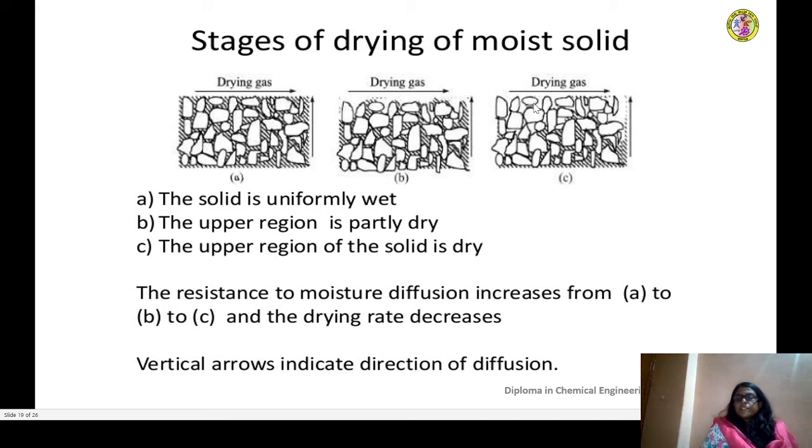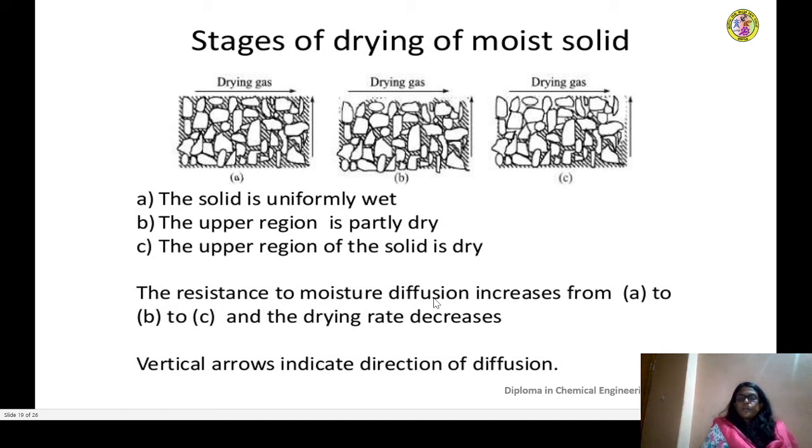In the third figure you can see that the moisture that was present in the voids between the particles of the solid has disappeared, indicating that the moisture initially present in that space has moved towards the surface, and from the surface it has evaporated into the drying gas. Figure A shows the solid uniformly wet. Figure B shows the solid with the upper region partly dry, and figure C shows the solid where the upper region is completely dry.